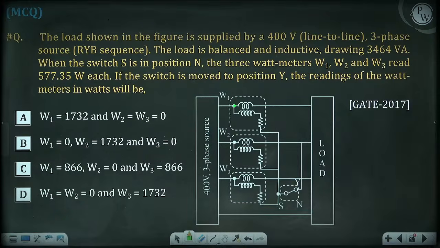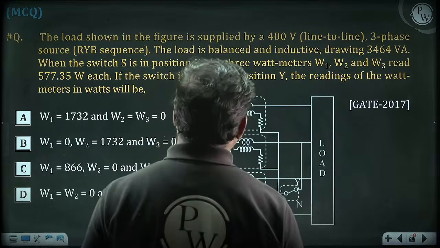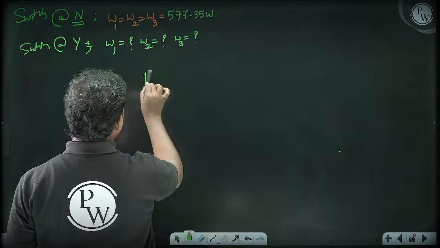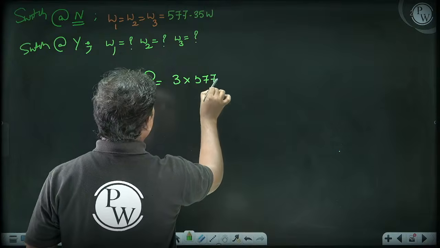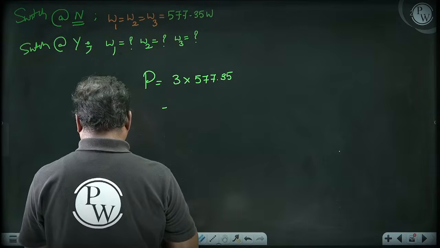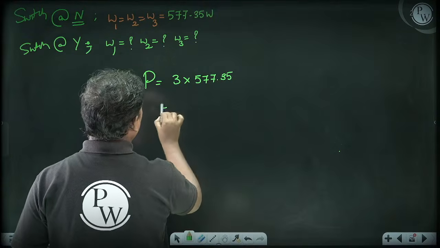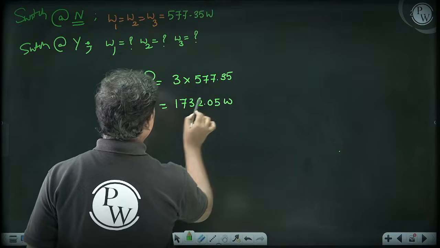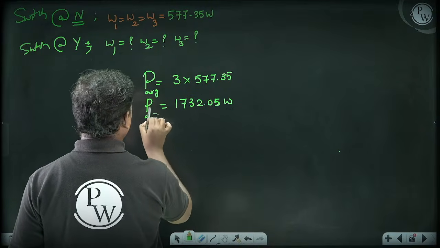First of all, from this diagram we can get the average power. P is nothing but 3 into 577.35 watts. So the three-phase power is 3 into 577.35, which is 1732.05 watts. This is the average power or active power.